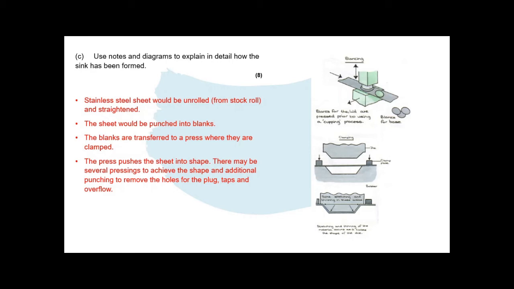Basically, your stainless steel sheet would be unrolled from stock form and straightened out. The sheet will then be punched into blanks with a hydraulic press. The blanks are transferred to a press where they're then clamped, and the press pushes the sheets into shape. So slowly, with pressure, it will form the shape. There may be several presses to achieve the shape, so they may have to go down a couple of times to make it go deeper, or if they're going to have punching in it, if they're going to have plugs or taps or anything like that, so to stop it from overflowing.